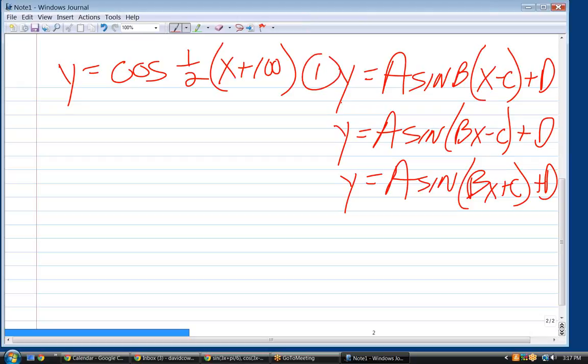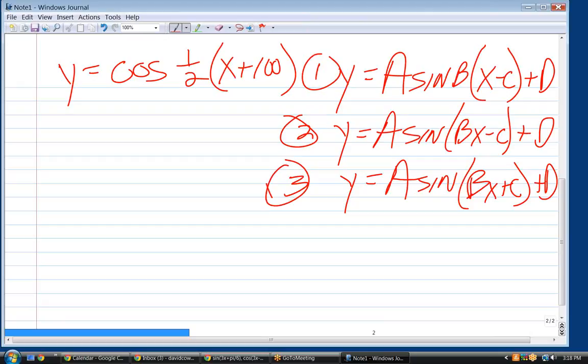The reason is, from the first one, you can figure out the period based on B, and you can figure out the phase shift, which is C. And the vertical shift is D. If number 2 is my standard, then I have to factor out the B before I know what the phase shift is. In other words, the phase shift is C divided by B. And if it's the third one, then the phase shift is negative C divided by B.